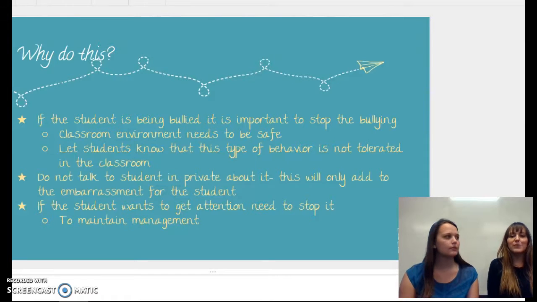Also, it's important to remember not to talk privately to the student who did fart in class, because whether or not students see that, it's just going to make it worse for that student. They might become more embarrassed, or realize that it's a bigger issue than need be, unless it is the case where the student did it on purpose. Then you do want to talk to the student about that privately. And the third reason is, like we were saying before, if the student does it just to get attention, that needs to be stopped because it can create more management issues within the classroom than need be.